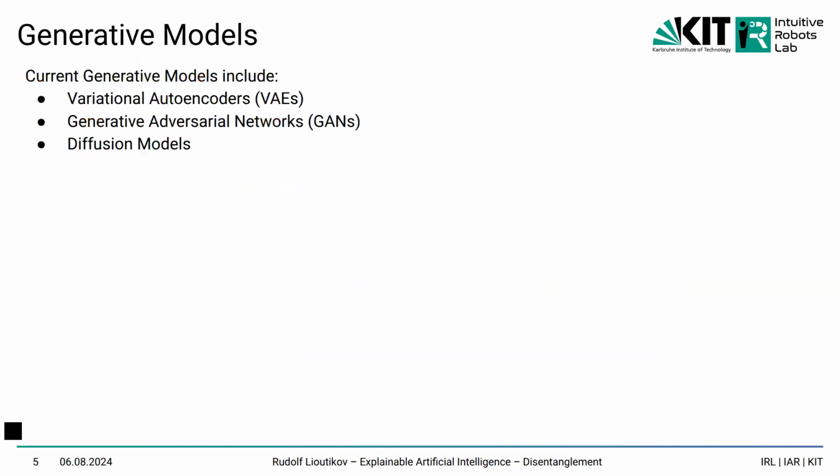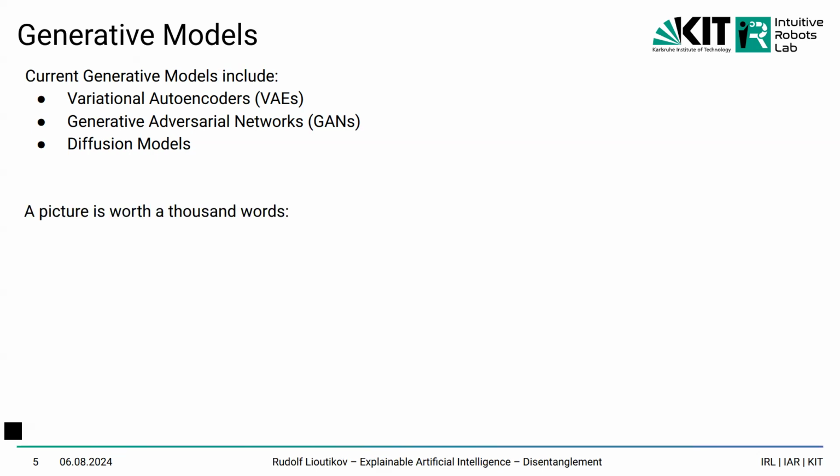Currently there are three prevalent generative models. Those would be variational autoencoders, which are the oldest ones of the ones that we're going to talk about today. There have been GANs, or generative adversarial networks, and there have been diffusion models, the most recent.